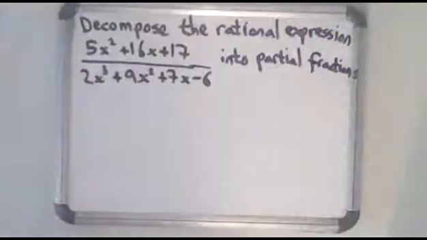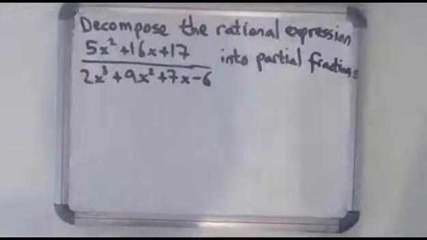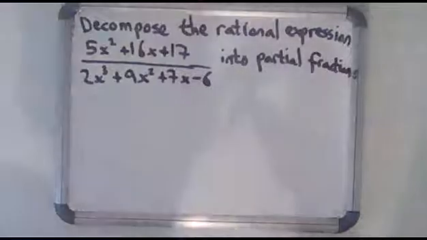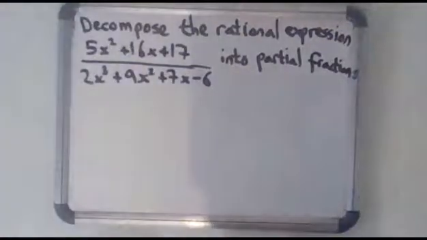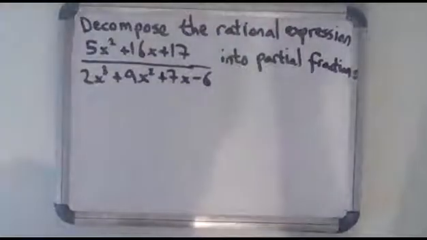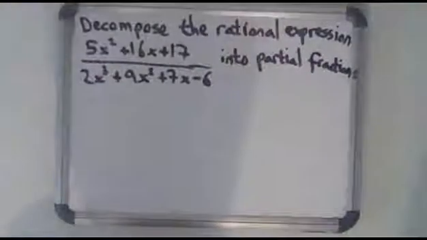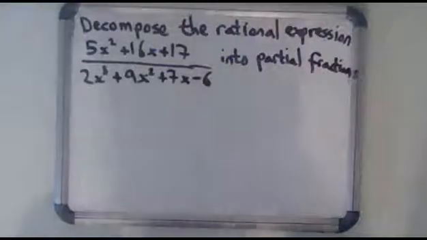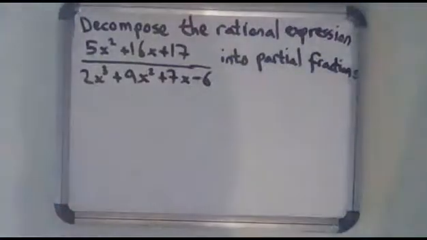Okay, this question is quite tricky. We need to decompose the rational expression (5x squared plus 16x plus 17) over (2x cubed plus 9x squared plus 7x minus 6) into partial fractions. Now, the first step is to look at this denominator and see if we can factorize it. If we can factorize that into hopefully 3 linear factors, then we should be off to a good start.